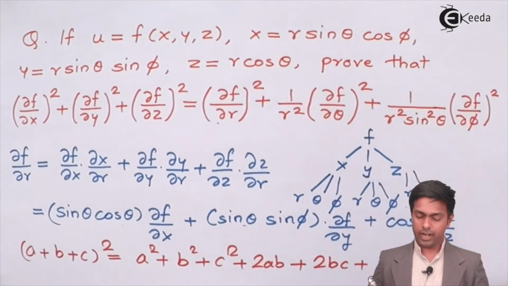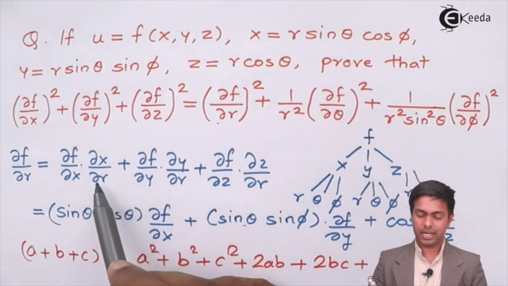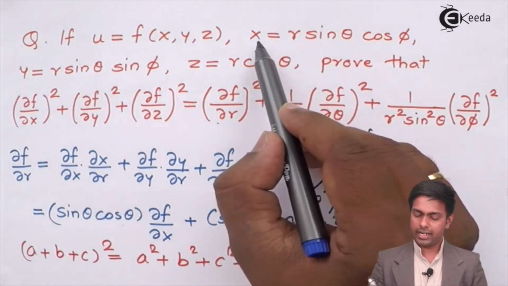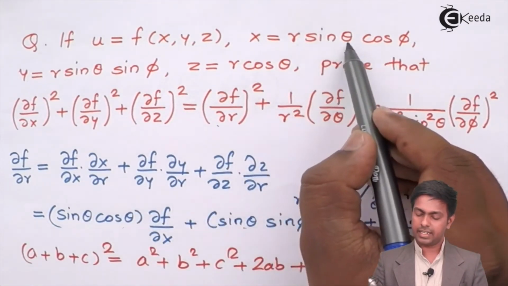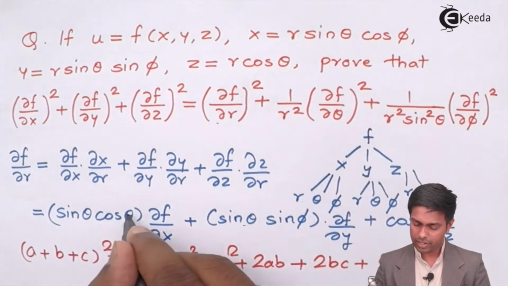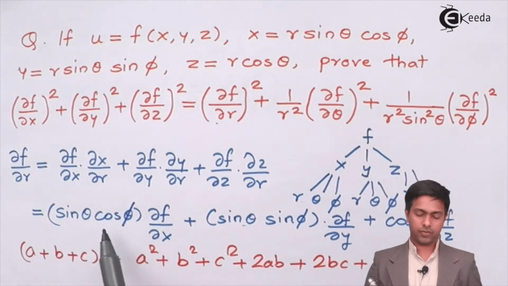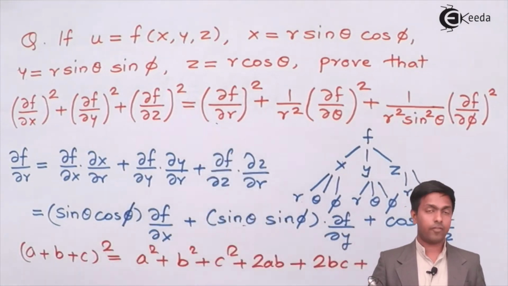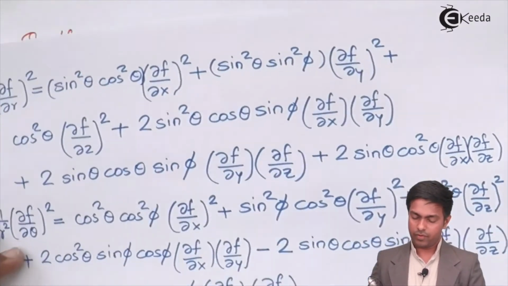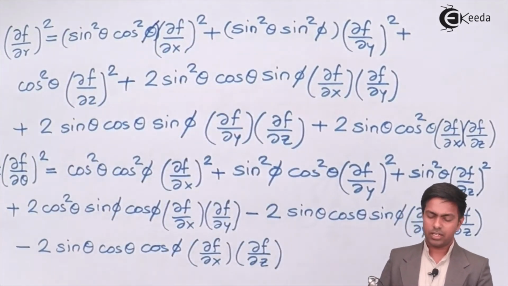Now there is one change. When we got the value of del f by del r, that time the formula was to find out del x by del r. Now to find out del x by del r, we will differentiate x with respect to r. So here we got sin theta and cos phi as a constant. So here we have to write down cos phi. And since here we have sin theta and cos phi, when we found the square of this del f by del r, that time we'll get one more change. So here we will get the square of cos phi. So that was the minute change.